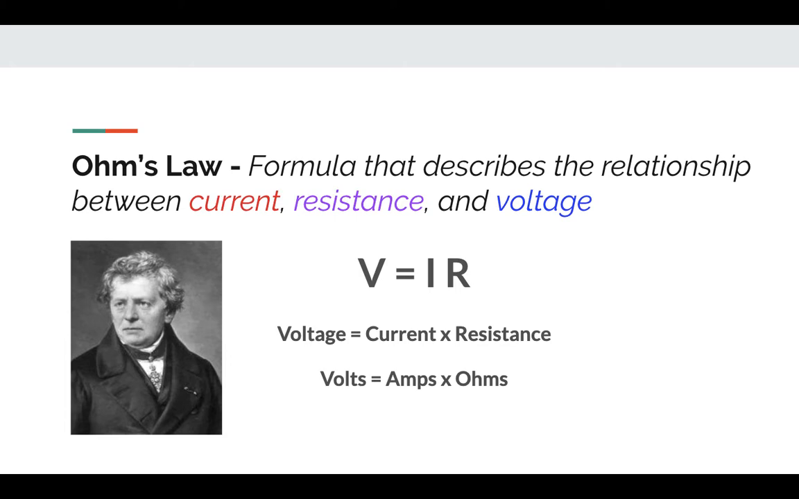You see the formula listed for you there: V equals I times R. Voltage is equal to the current times the resistance. In other words, volts is equal to the amps times the ohms.